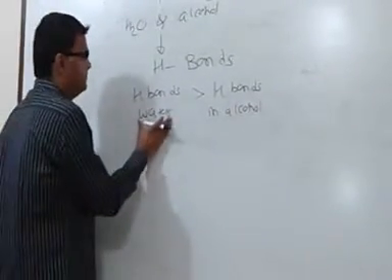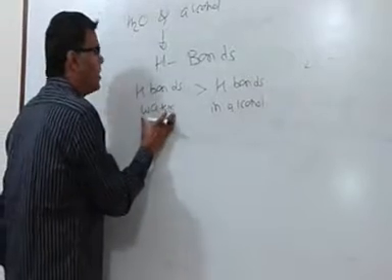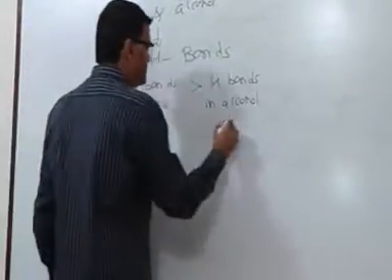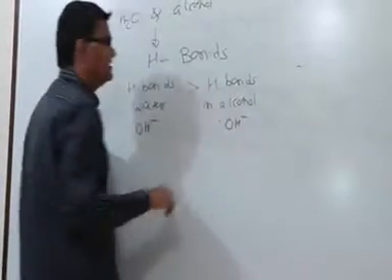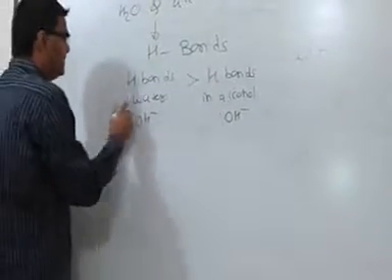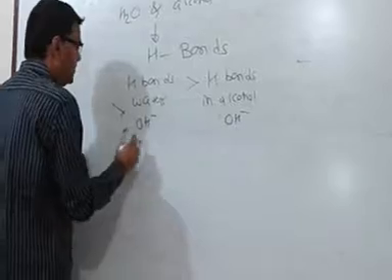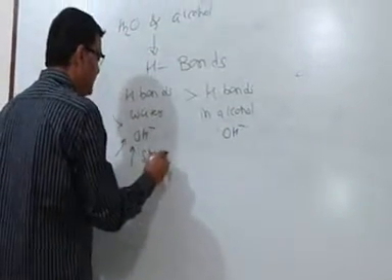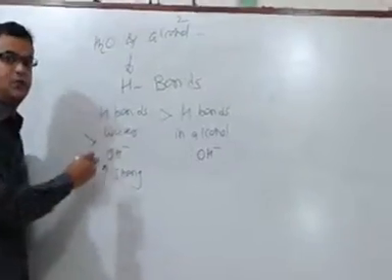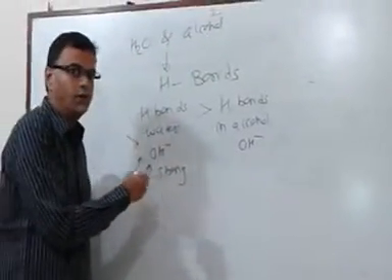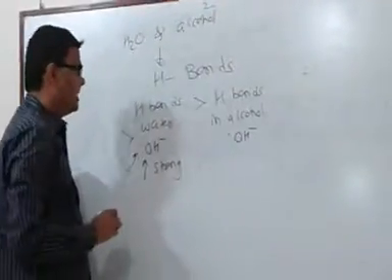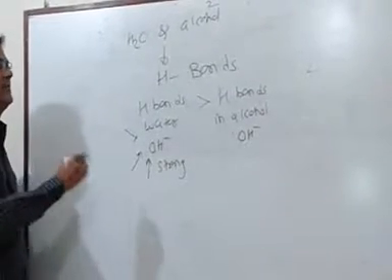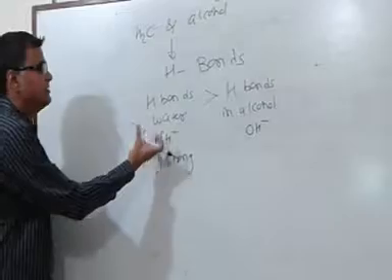So hydrogen bonds in water are stronger, and therefore in aqueous medium, if you consider OH minus, the strength of the hydrogen bond which binds the OH minus is strong. That means OH minus is solvated to the greater extent. Of course, it means that OH minus is less available, or its strength has been reduced because it is bound.